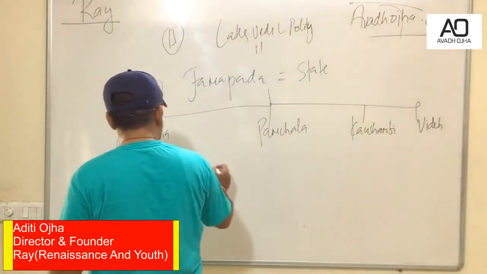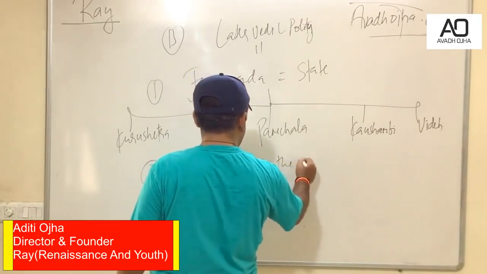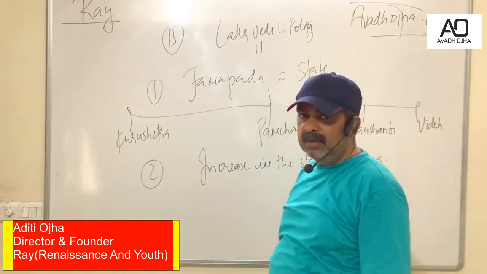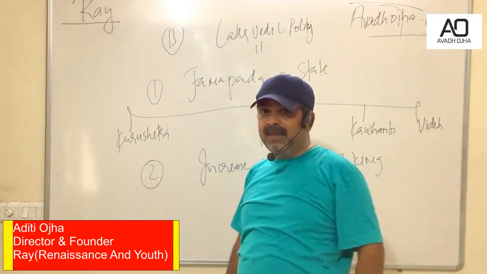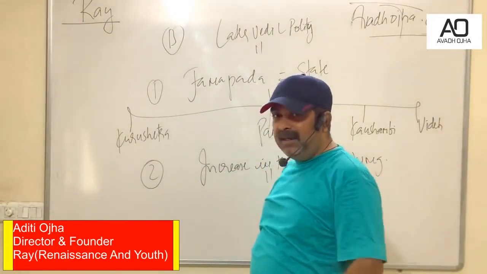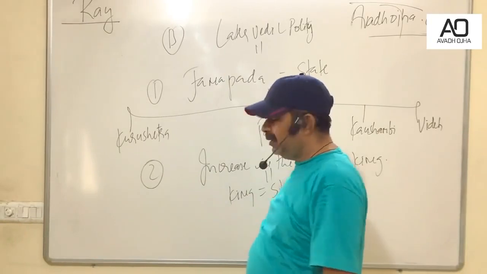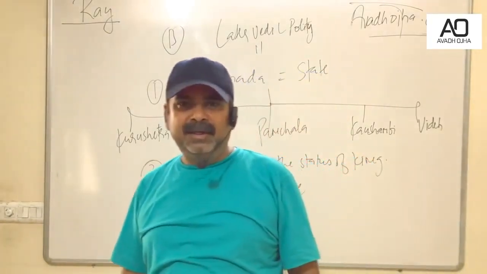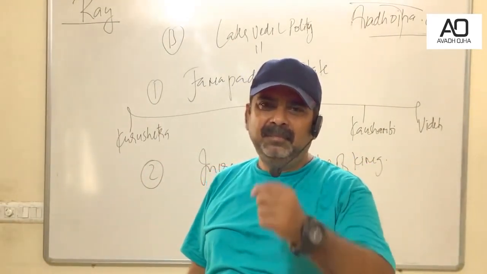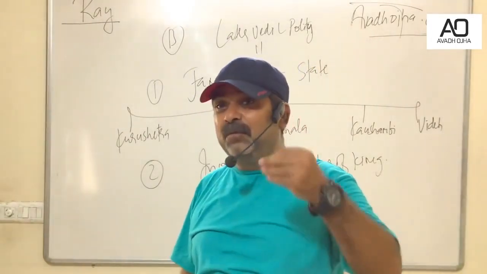Second, increase in the status of the king. In the Rigveda the king is a tribal king. He is one among equals. He is elected. But here, the later Vedic king is the king of a state. Territory. And no one wants to leave the territory. So from here you will see the beginning of the principle of heredity.